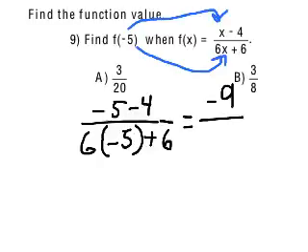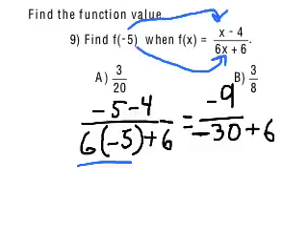Divided by, and we use our order of operations, we have got to do the multiplication first, right? So we get a negative 30 plus 6. Okay, so still have the negative 9 on top. I'm going to just rewrite it down here. Negative 9 divided by negative 30 plus 6.